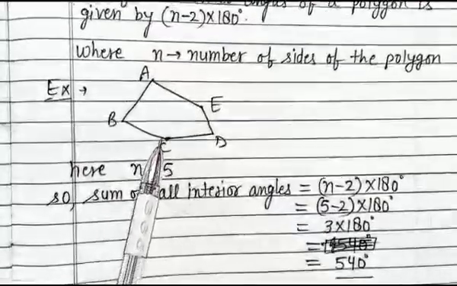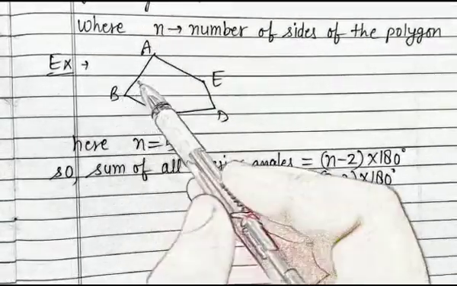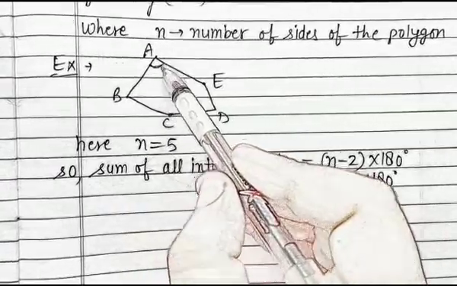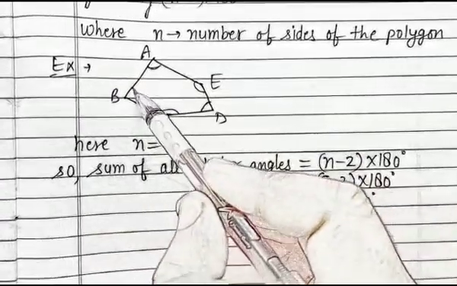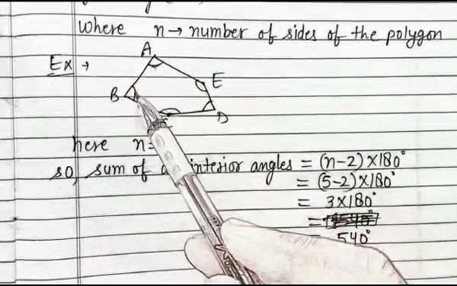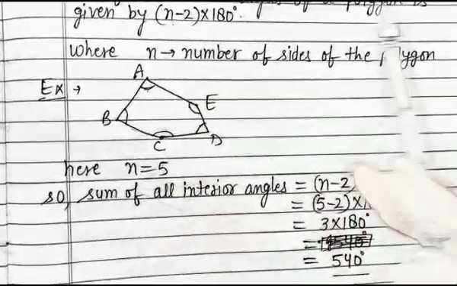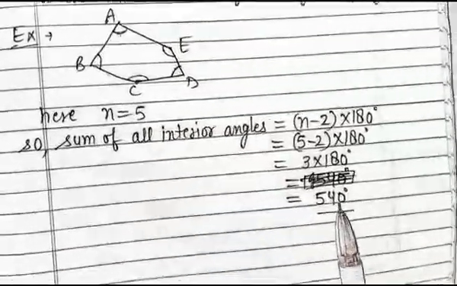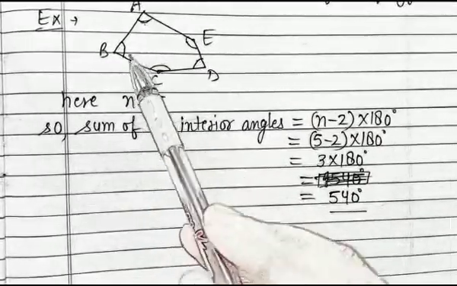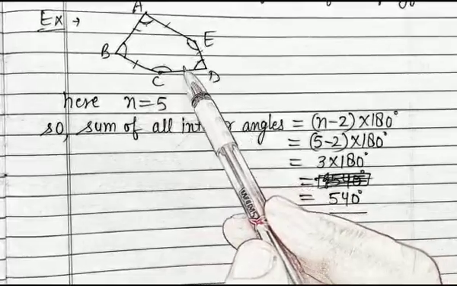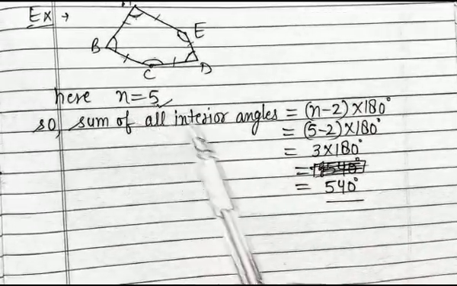Suppose, look at this example. Suppose we have a polygon and we want to find the sum of all interior angles. It has 5 interior angles. So we want to find sum of these 5 interior angles. So which formula we will use? We will use n minus 2 into 180, this one. So what is n? N is number of sides. So how many sides it has? 1 2 3 4 5. It has 5 sides. So simply you have to put n equal to 5 in the formula.